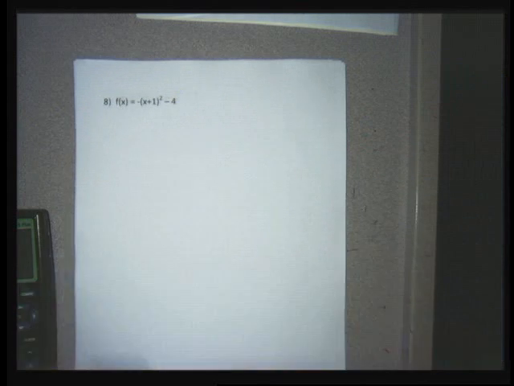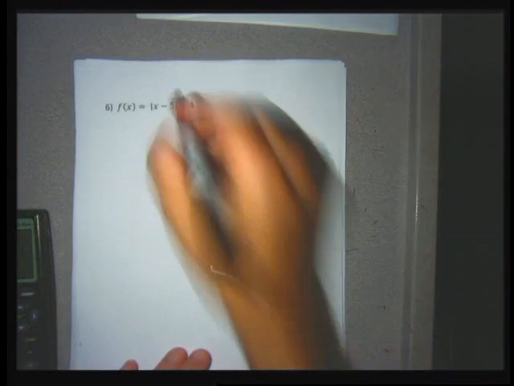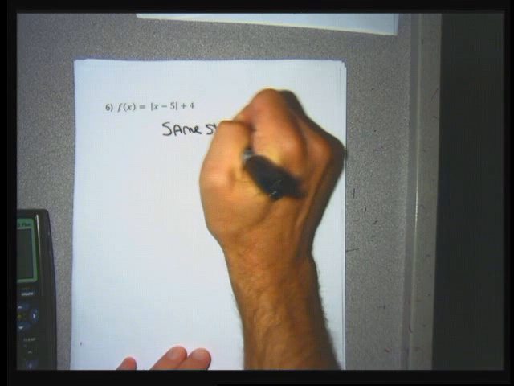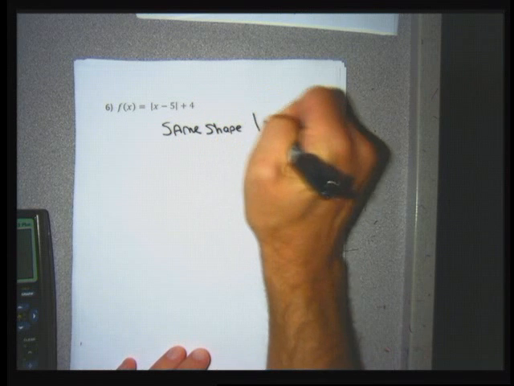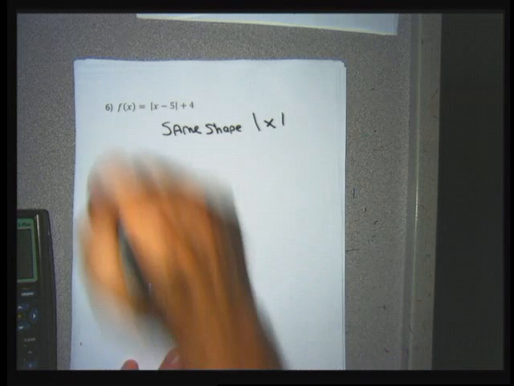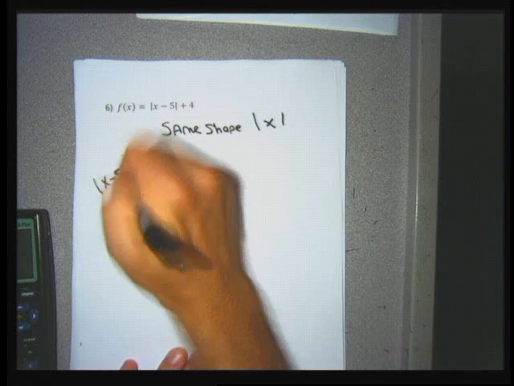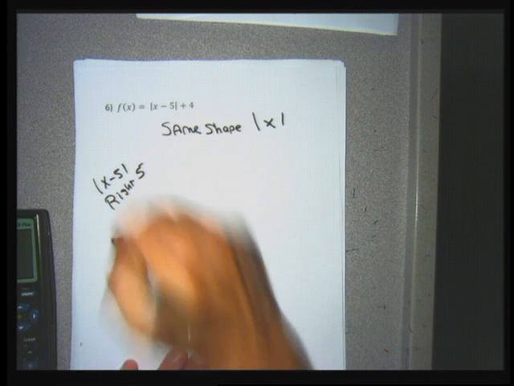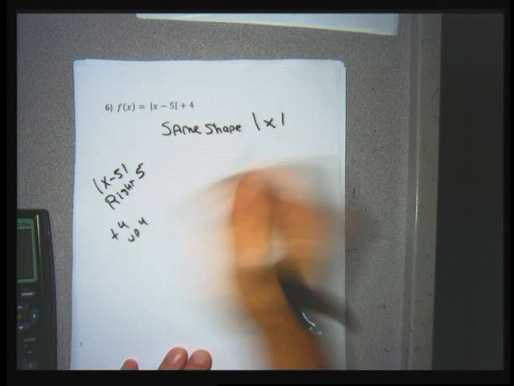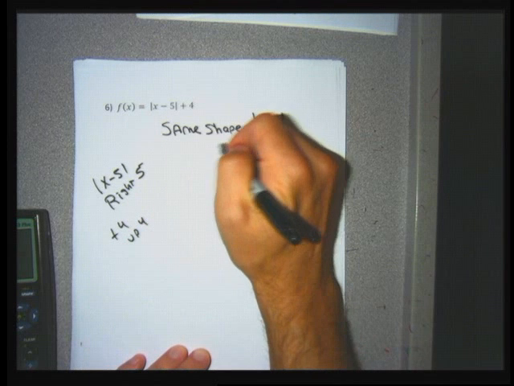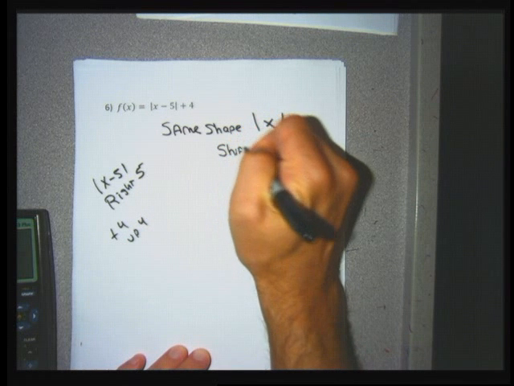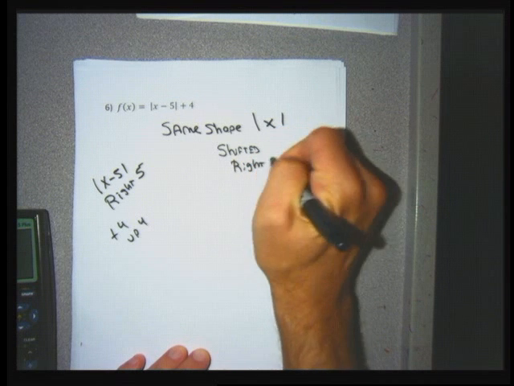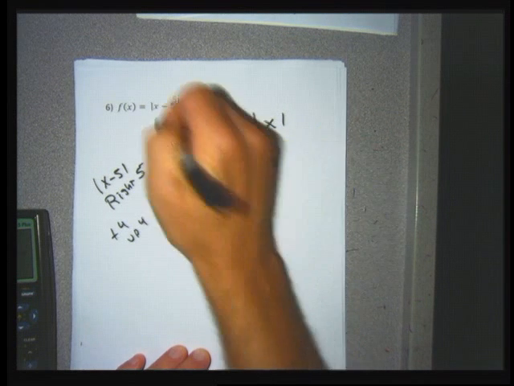Problem 6, I want to compare this graph. This graph right here is going to have the same shape as the absolute value of x, meaning it's going to be a V. This part is going to move it right 5, and the +4 is going to move it up 4. So I'm going to say, except it's shifted or moved right 5 units and up 4 units.